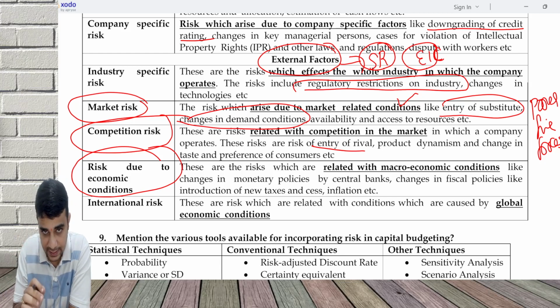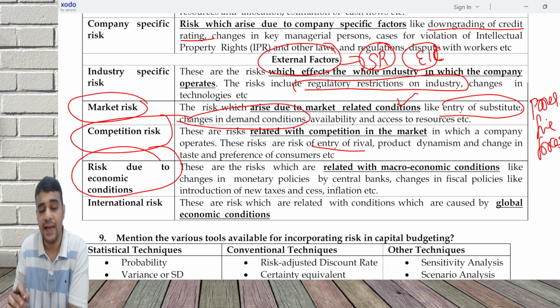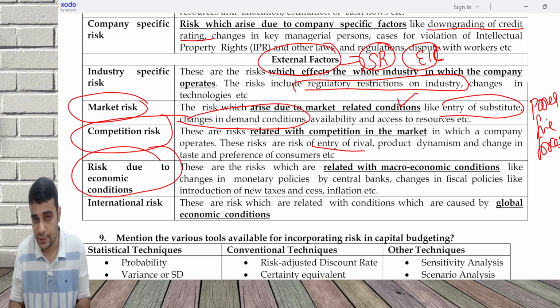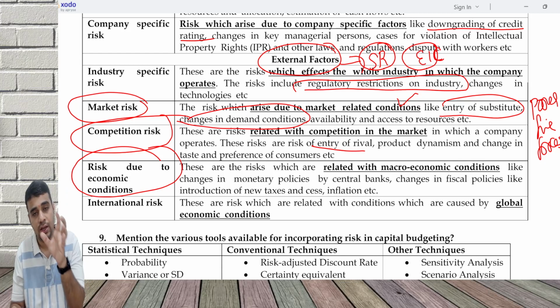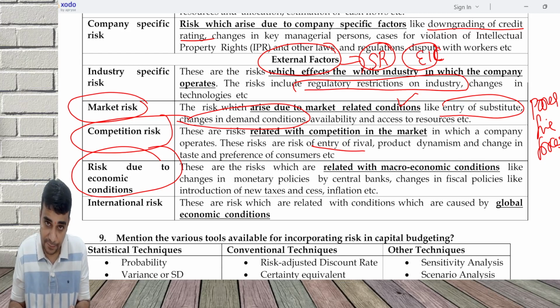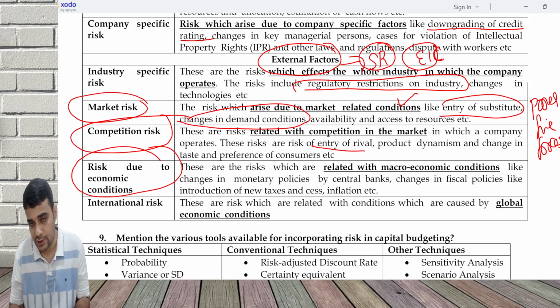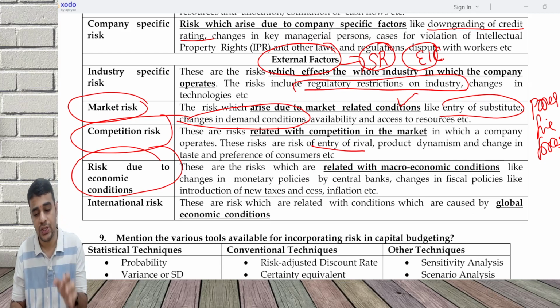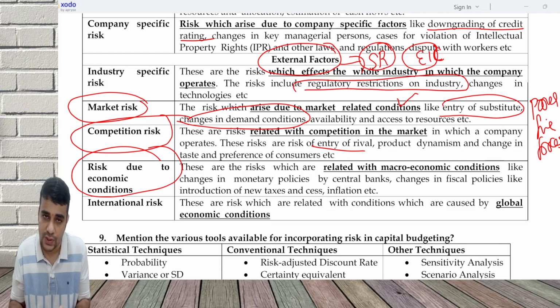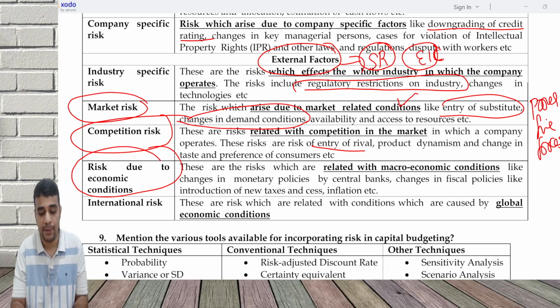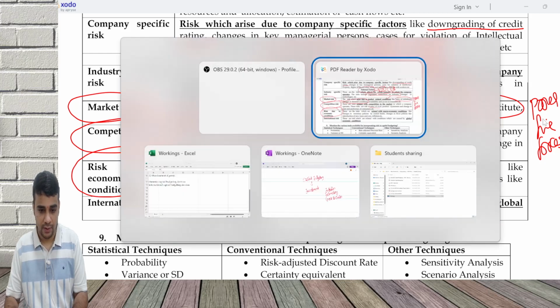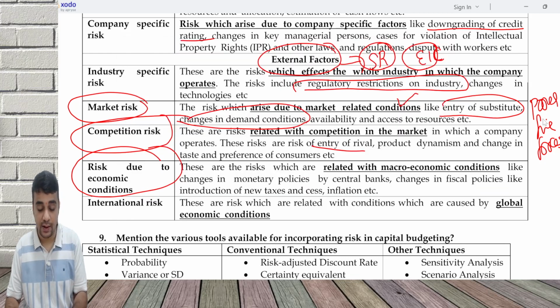And in case the project which I am doing has some international transaction, that is, it could have some import transaction or export transaction, foreign currency financing, or foreign currency investment, then you're also impacted by the global economic condition. The global economic condition will impact in case there are imports, exports, global financing, or global investments being done by an organization. Okay, next question is various tools available for incorporating risk in capital budgeting.